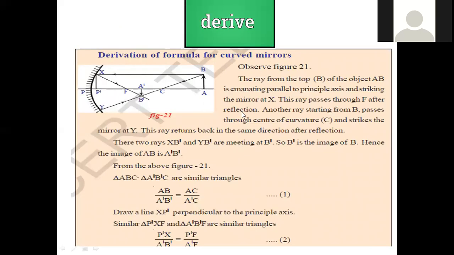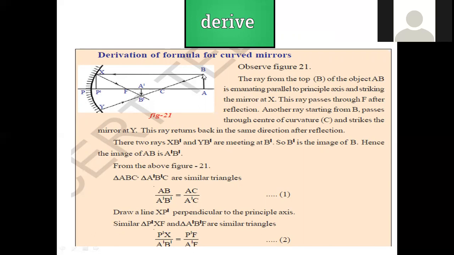And next is about another derivation, right? So, derivation of the formula for curved mirrors. When we are taking this convex mirror, the object is placed at the distance of AB, and that used to generate two light rays. One is moving in a parallel path with respect to the principal axis, and that used to bounce at the surface of the convex mirror at the point X.